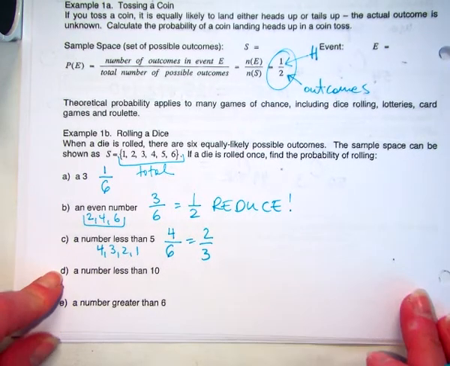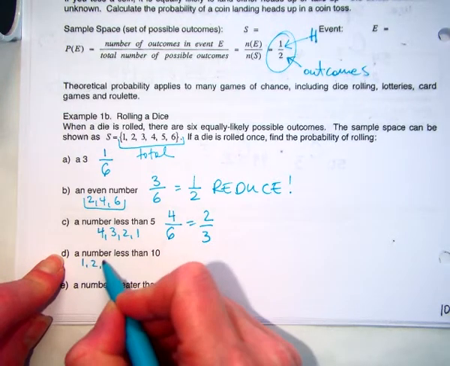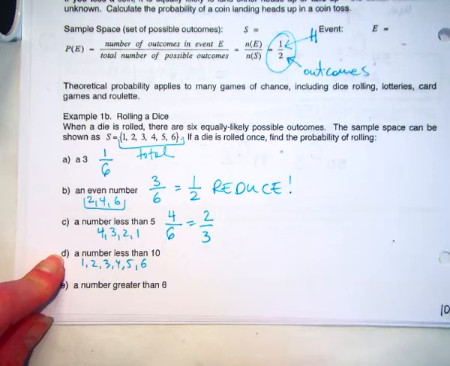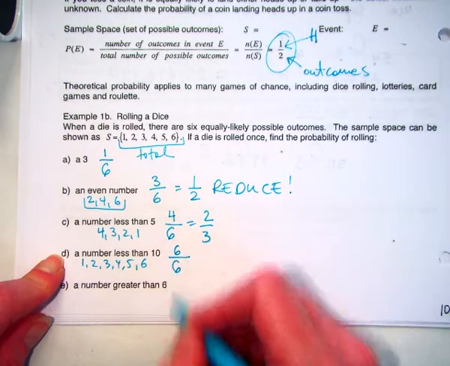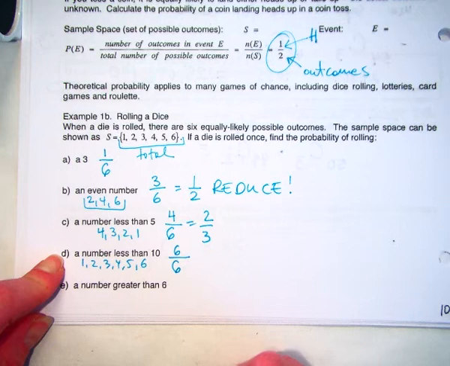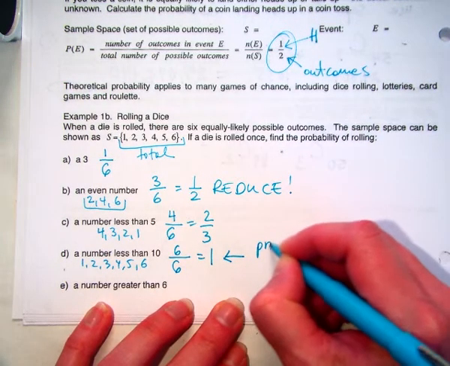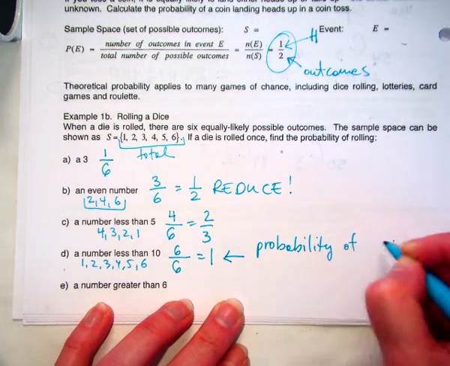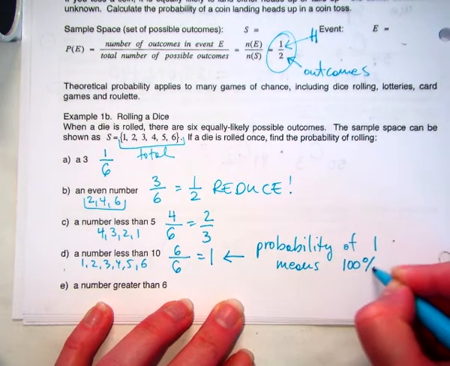What about a number less than 10? Well, how many numbers are we having that are less than 10? 6. How many are we choosing out of? So it's 6 out of 6, which is 1. Whenever you get a probability of 1, it means that it's 100% probability.